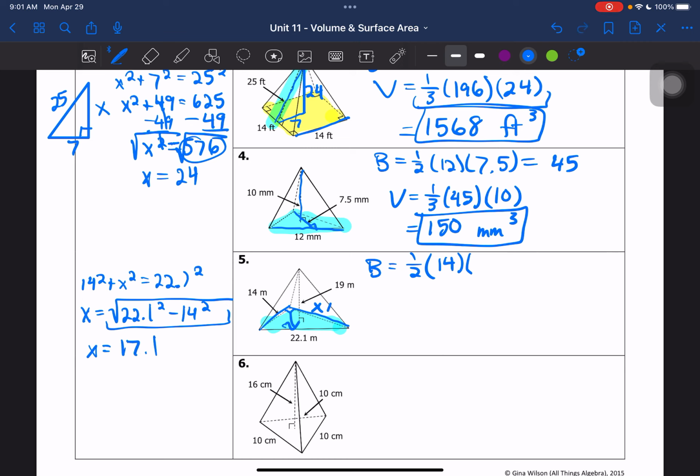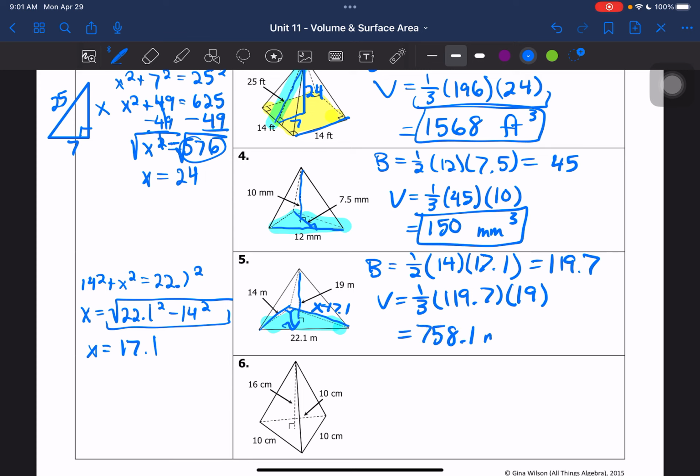So that's the height of the base, 17.1. And now we can find the area of the base. It would be 119.7. So to find the volume, we would do 1/3 times 119.7 times the height of the pyramid, which is this line, the 19. So the volume is 758.1 meters cubed.